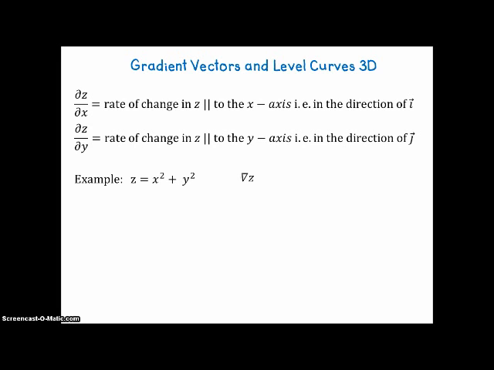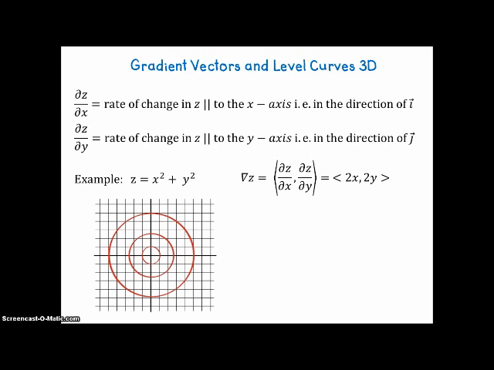Here's an example. The gradient of z is the partial derivative of z with respect to x for the first component, partial derivative of z with respect to y for the second component, which in this case are 2x and 2y respectively. So here are some level curves for this surface. They're circles. When z is 1, you have a circle with radius 1. When z is 9, you get a circle with radius 3, and so on and so forth.